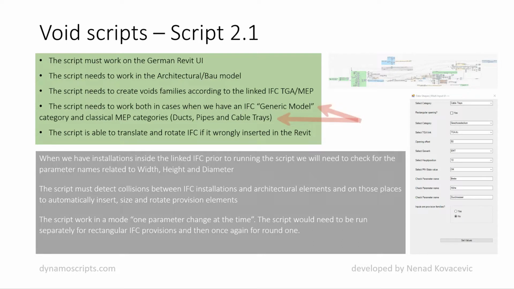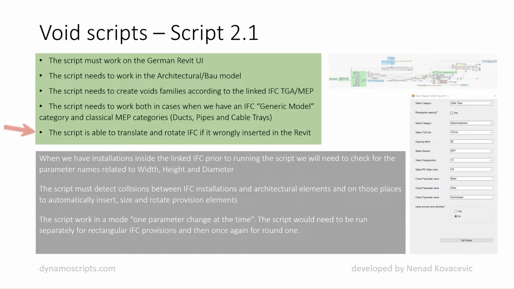When you have ducts, pipes, cable trays, or generic models in the IFC files, because most likely when you receive IFC files, you will find generic models for MEP, not ducts, pipes, and cable trays.